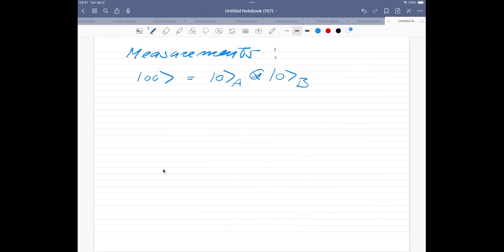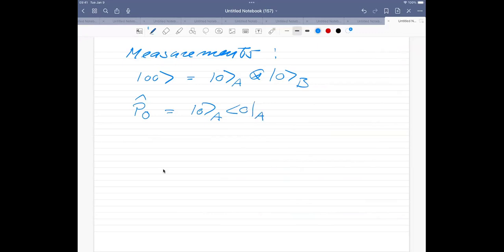What I'm going to do now, I want to make a measurement where I project out system A and bit 0. So let me define now a P0, which is simply |0⟩⟨0| of A. So this is the outer product, which I'm taking.